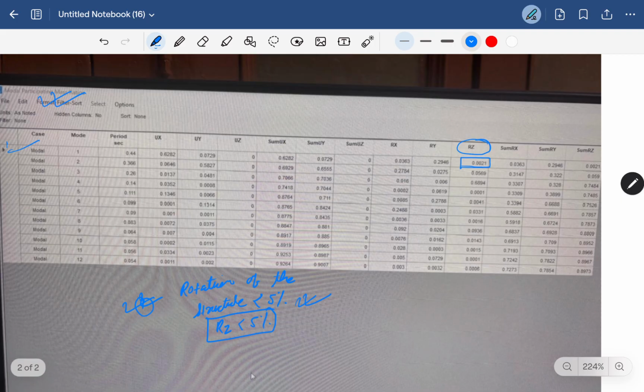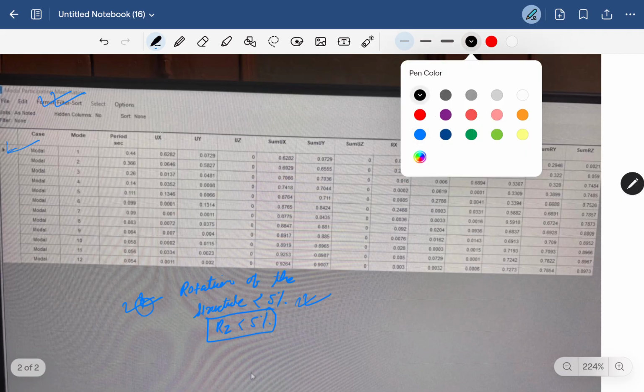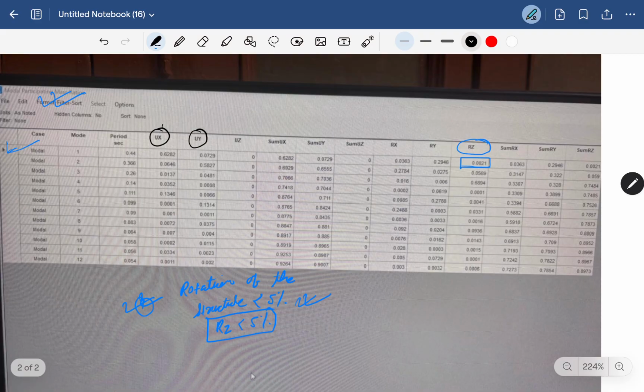In second, what we see? In second we generally check either ux or uy value. It should be predominant, means either ux value or uy value should be greater than 50%. So if you see the value of ux in model 1, this is 62%, 0.62, means 62%, and it's getting 7%. So this value we are getting predominant. So in model 1 ux value is predominant, means more than 50%, means 62% we received, means it is pass in model 1.